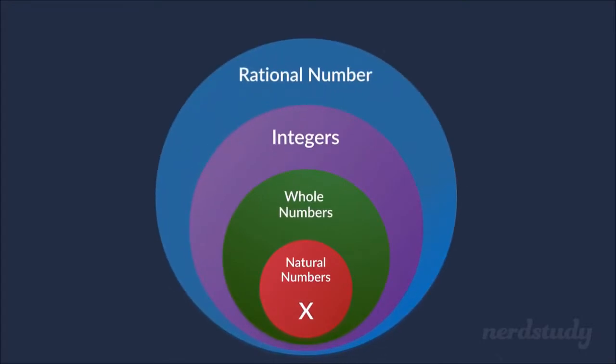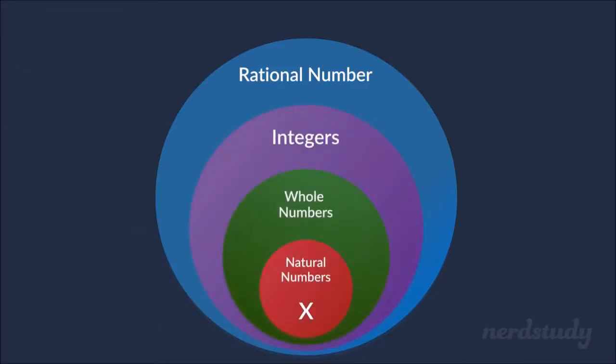So if I told you that I'm thinking of a number and that it is a natural number, can you assume that this number is also a rational number? Well, definitely. You can also assume that it's a whole number since that's a bigger set. You can even assume that it's also an integer, since it's an even bigger set than that of a whole number. And finally, as we mentioned, you can also assume that it's a rational number, since rational numbers are a bigger set than the set of integers.